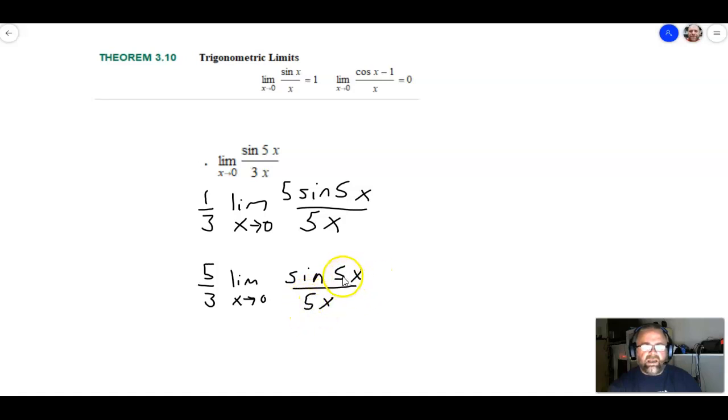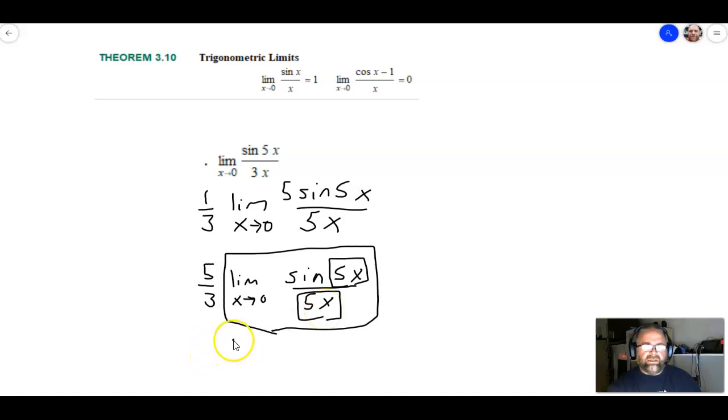And now we have the sine of an angle over the same value there. And I can use this right here. So the limit as x approaches 0 of the sine of an angle over itself is just equal to 1. So this is going to be 5/3 times 1, which is equal to 5/3. And that is going to be our answer.